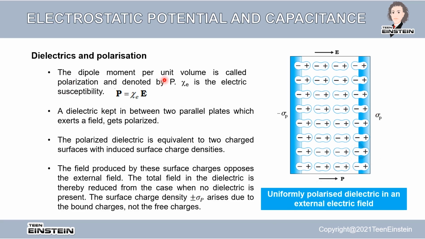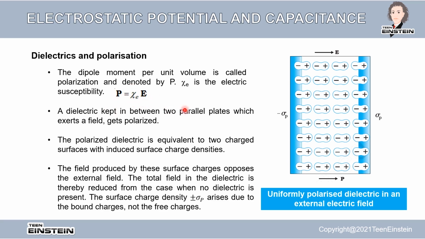So the dipole moment per unit volume is called polarization, and we are defining this polarization as P, and P is directly proportional to E, because however much the strength of the electric field is, that will decide how much the polarization in the material is. Because if the electric field is very strong, it's going to stretch the molecules more, or it's going to rotate more molecules, right? So P is proportional to E. The proportionality constant which we have here is chi E, which is called electric susceptibility.